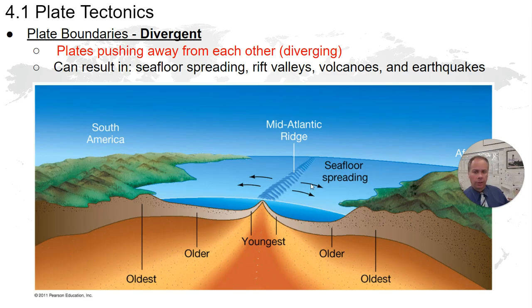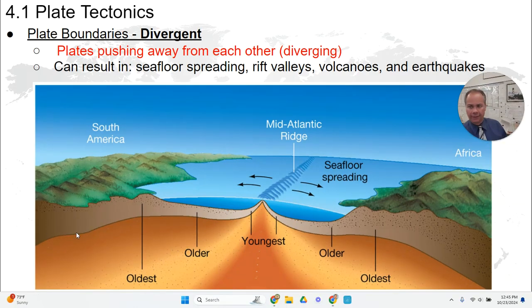And so what happens when you have that is you have seafloor spreading. You have new magma material coming to the surface at this divergent boundary. And that forms new layers of the lithosphere. New rock is forming here. This is the youngest rock that's present here in this mid-Atlantic ridge. And then the seafloor is spreading and the ocean is getting larger here in the Atlantic. This results in rift valleys in some cases, and can result in volcanoes along these boundaries as well. Earthquakes can also be present in this divergent boundary.